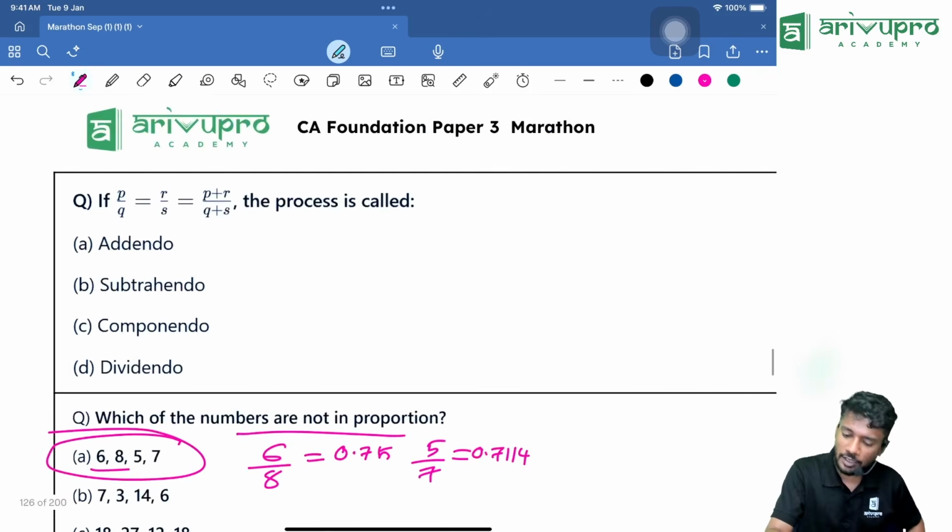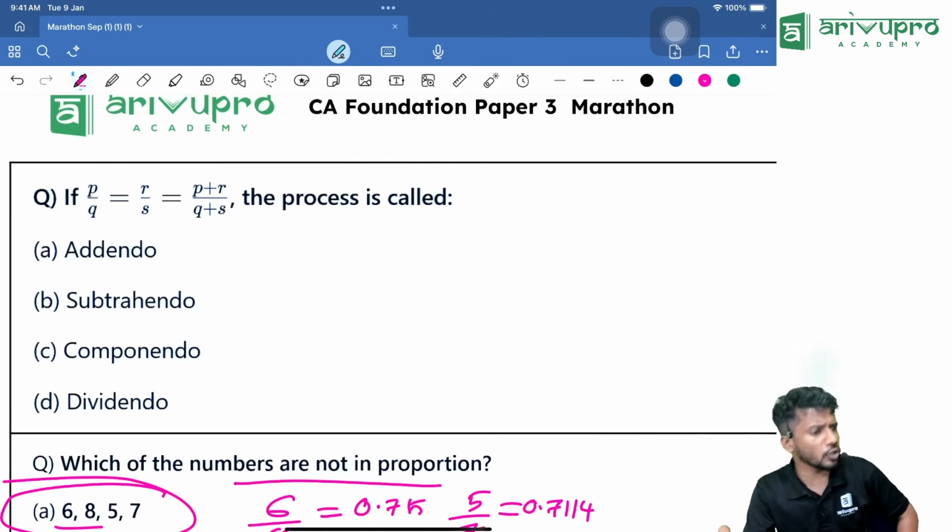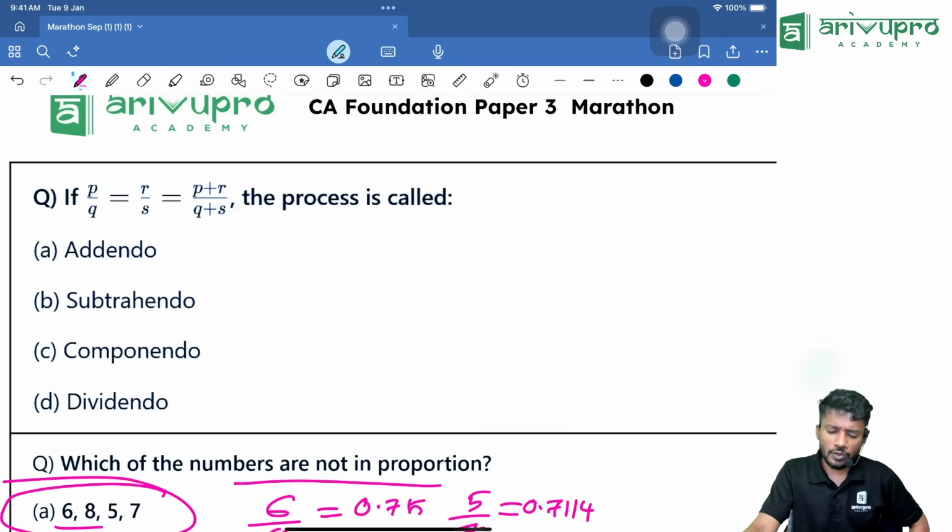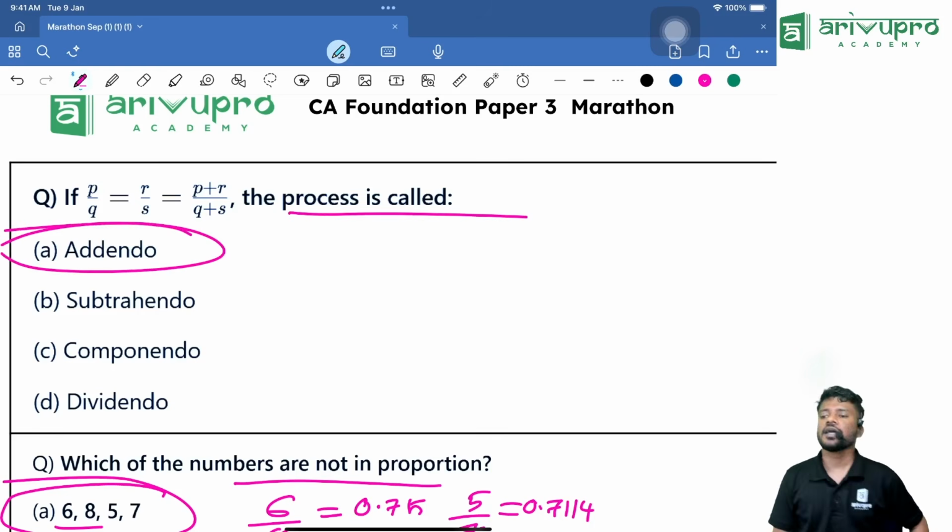Yes. Another one down. If P by Q is equal to R by S, then it is equal to P plus R by Q plus R. This process is called as what? Addendo. Got the logic of it? That's how they ask the question.